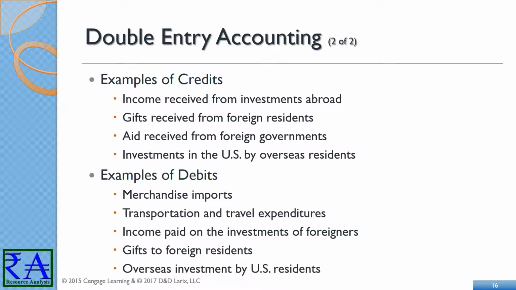If I represent an American company who is paid by a Japanese company for consulting services, then the payment, say $100,000, is entered as a credit transaction to the American balance of payments account, while it is a debit for the Japanese balance of payments account.